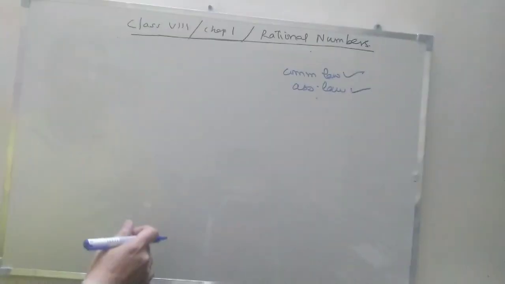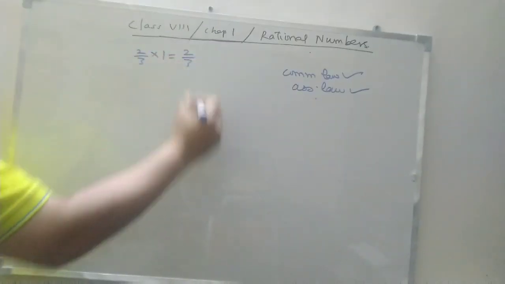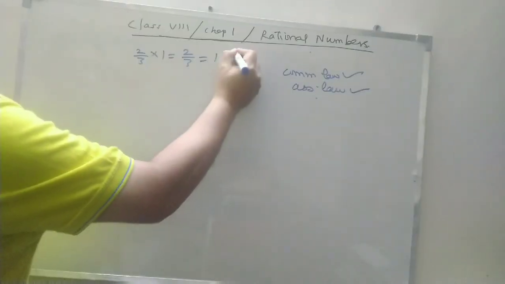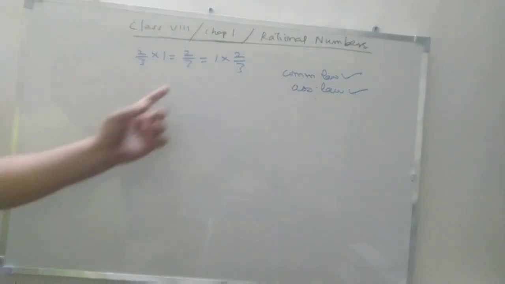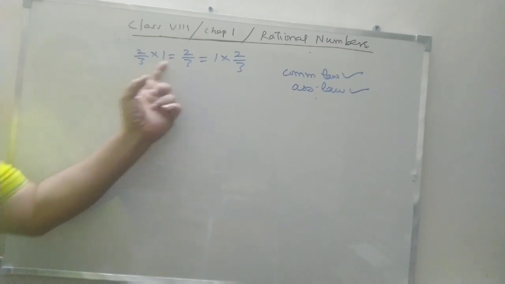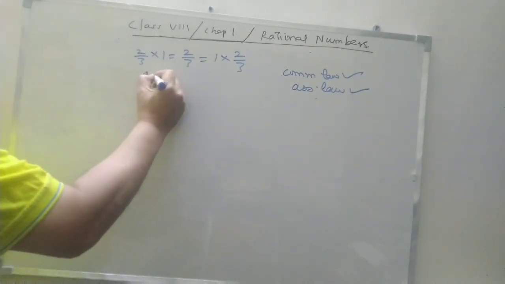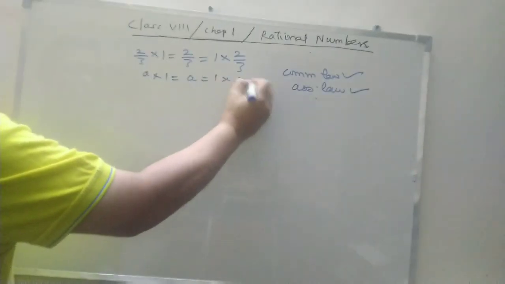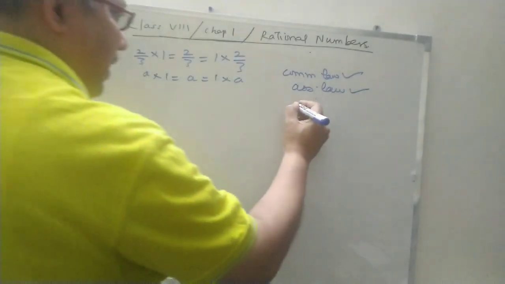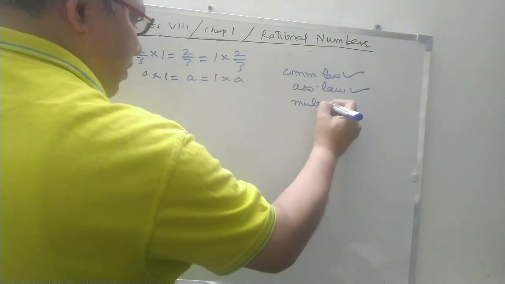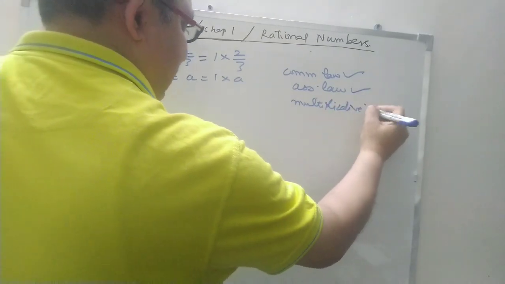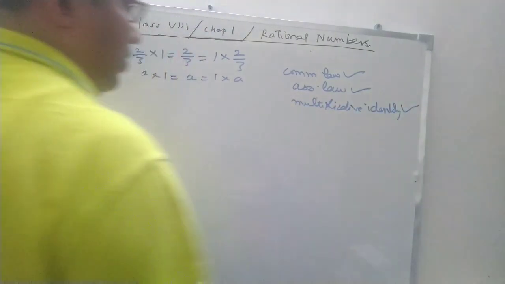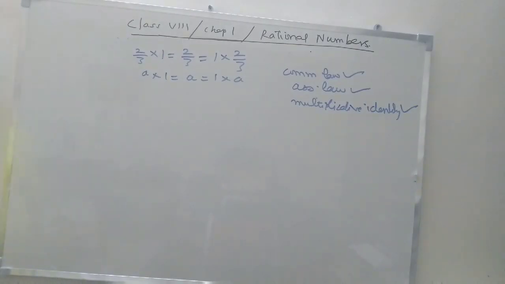Now, talking about identity. We all know that 2 by 3 into 1 will be equal to 2 by 3. And is the reverse true? 1 into 2 by 3 is also 2 by 3. So obviously a into 1 is equal to a, and it is equal to 1 into a. So commutative law is true, associative law is true, and multiplicative identity also exists.